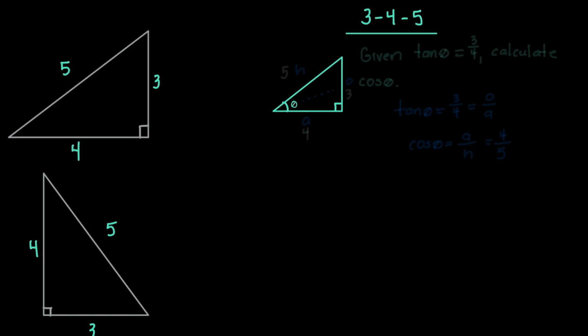Let's say we're given the right triangle that's drawn, and we know given tangent of theta is equal to 3 over 4, calculate cosine of theta.